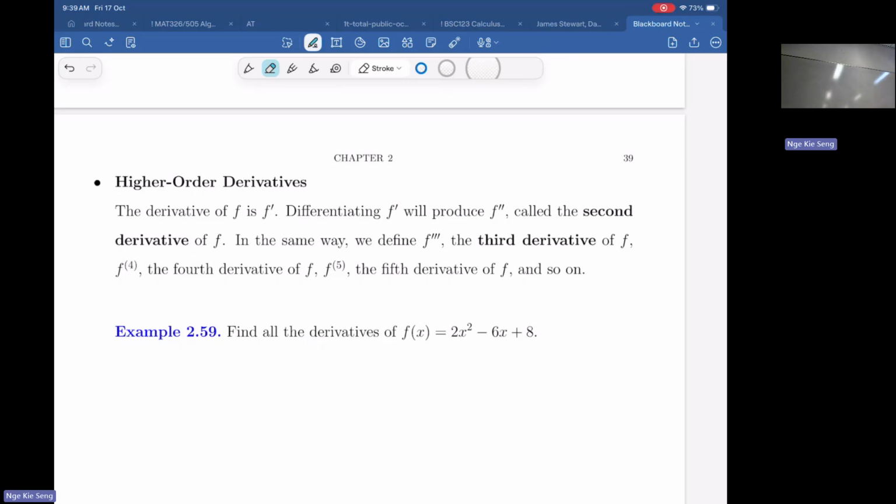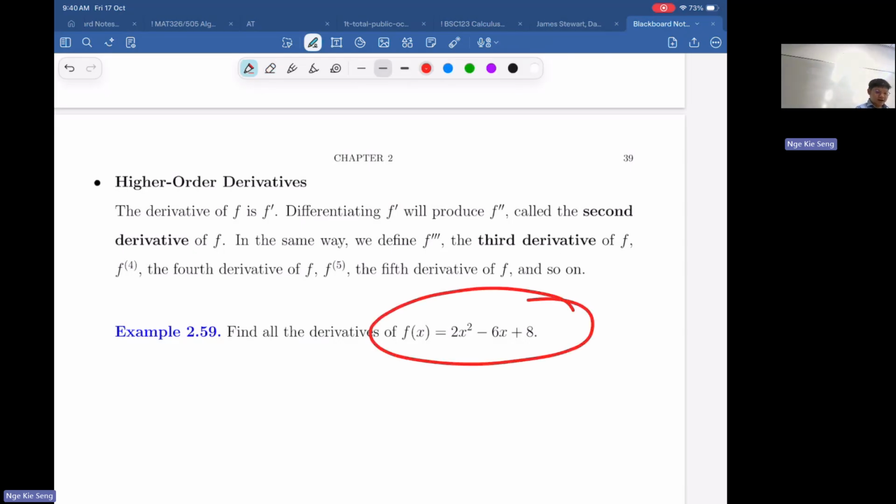So if f prime prime is a function, then you can differentiate it again. You get the f triple prime derivative, and so on, such that we get the nth derivative. Okay, so if you look at this one here, I left it as homework. Do you know how many times you can take a non-trivial derivative here? Can you guess?